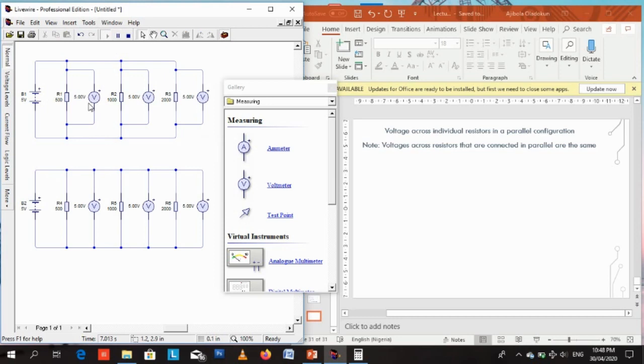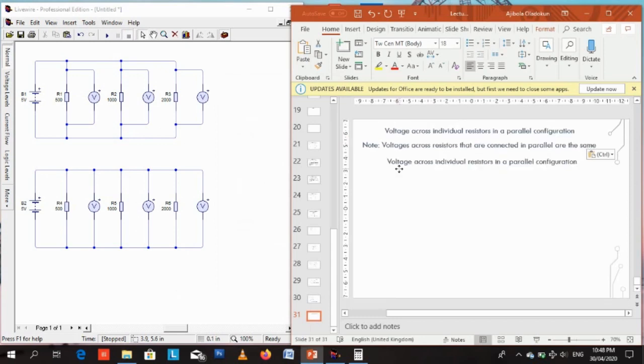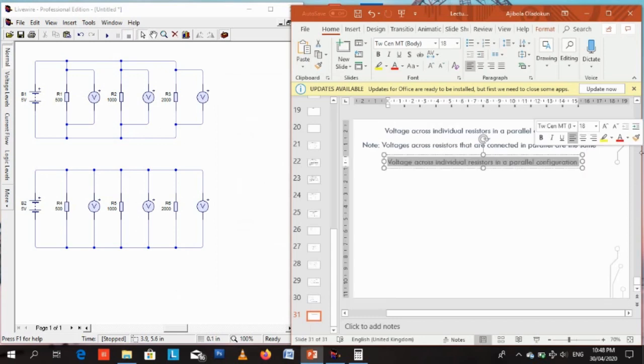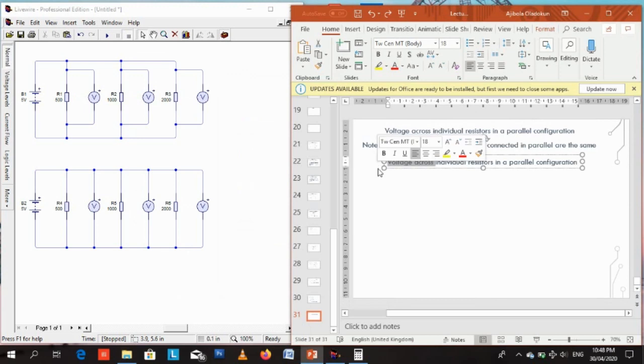So the voltages across resistors in parallel are determined by the voltage supply. It's all the same basically, regardless of the value of the resistances of the resistors connected in parallel. The voltage you apply to them will be the same as long as they're in parallel. So we are done with that. We have proven that resistors connected in parallel have the same voltages.